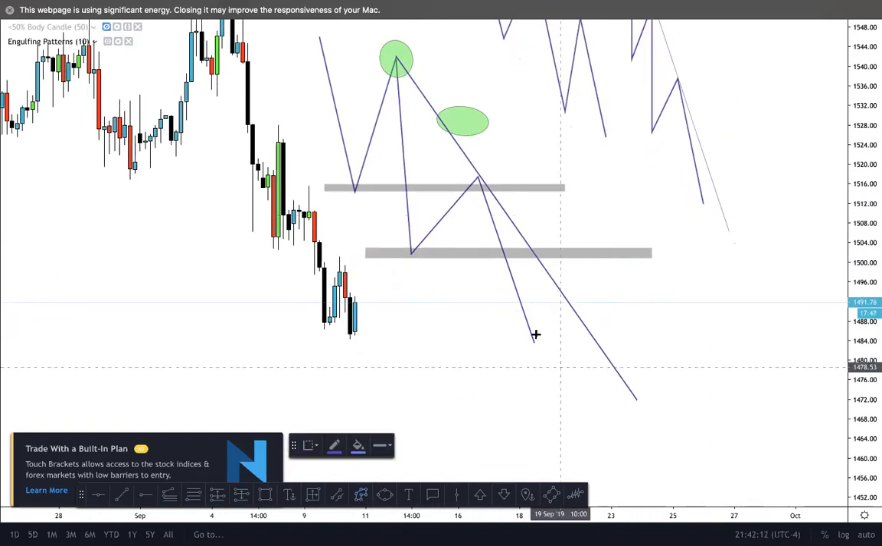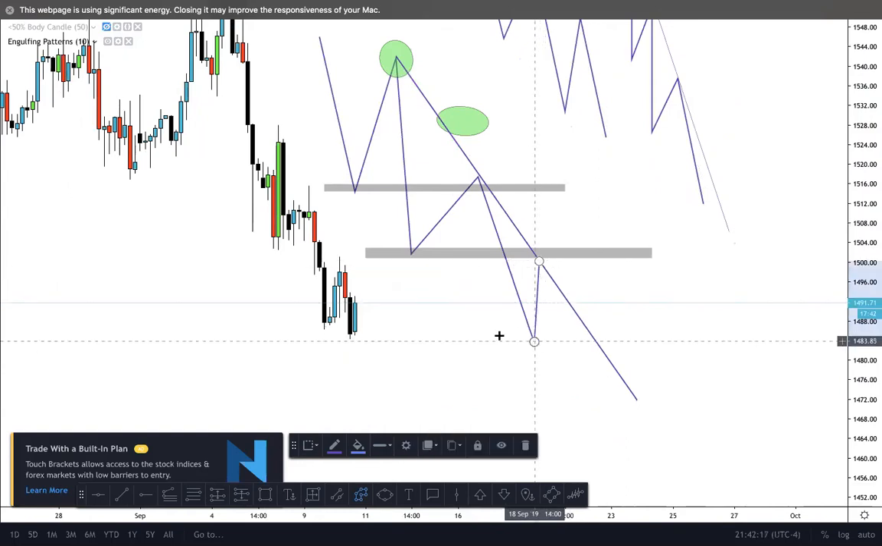So, let's say you see the market do something like this, right? It pulls back. And the market now looks something like this, right?